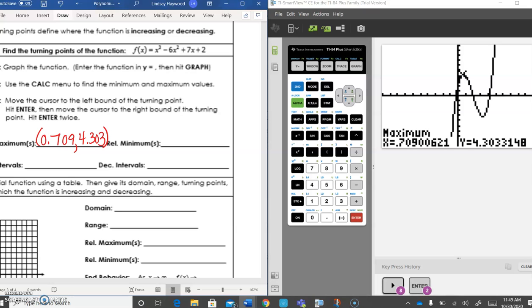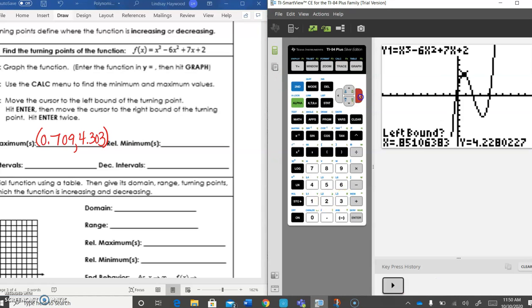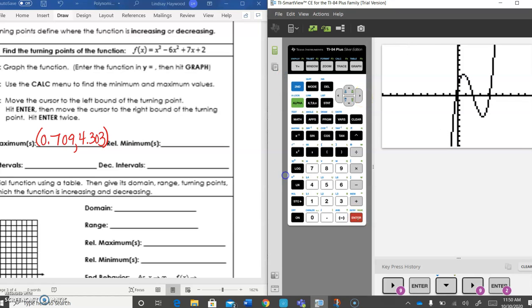Now a relative minimum, that would be this point down here. So again, I hit second trace, number 3 for minimum. Okay, and my left bound's on the left side. I hit enter. My right bound's on the right side. I hit enter. Then I hit enter for guess. Okay, and I see that my minimum there is 3.291, comma negative 4.303.